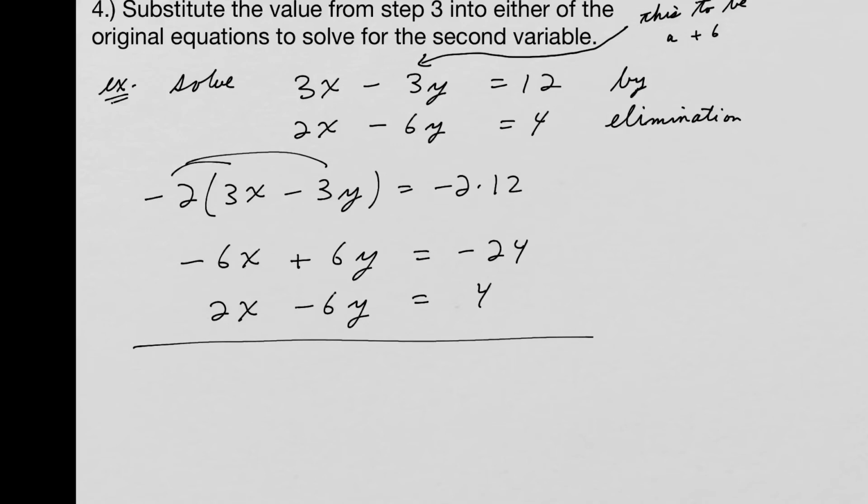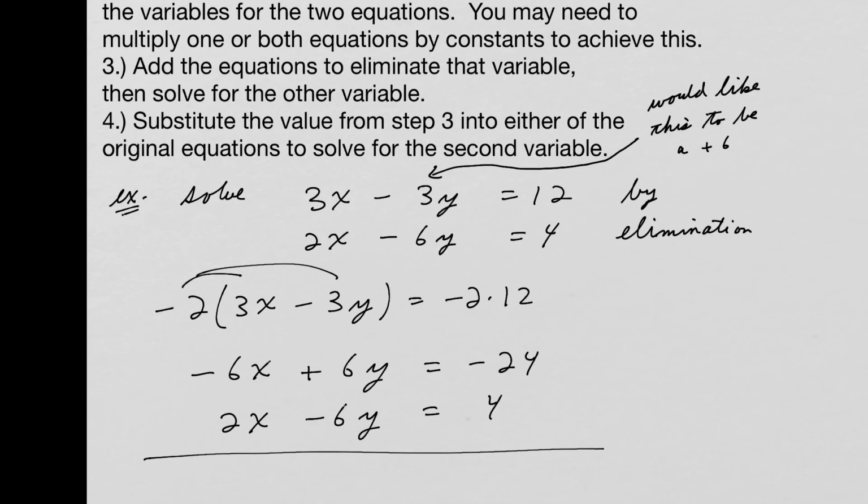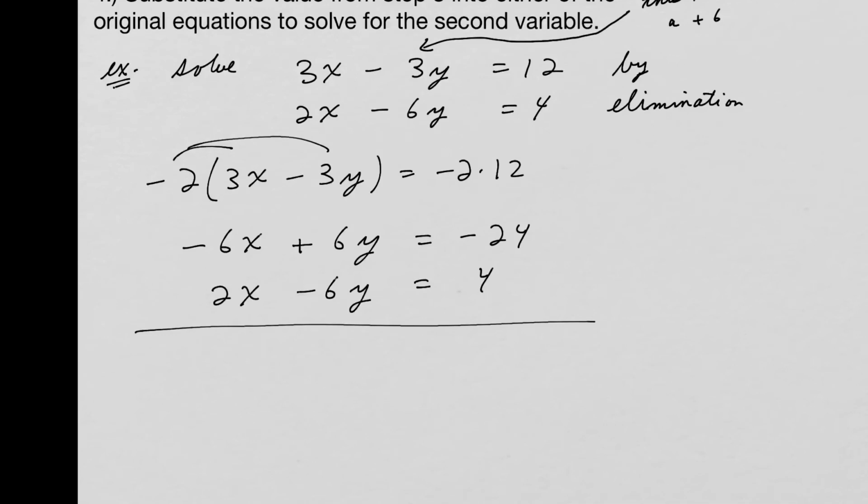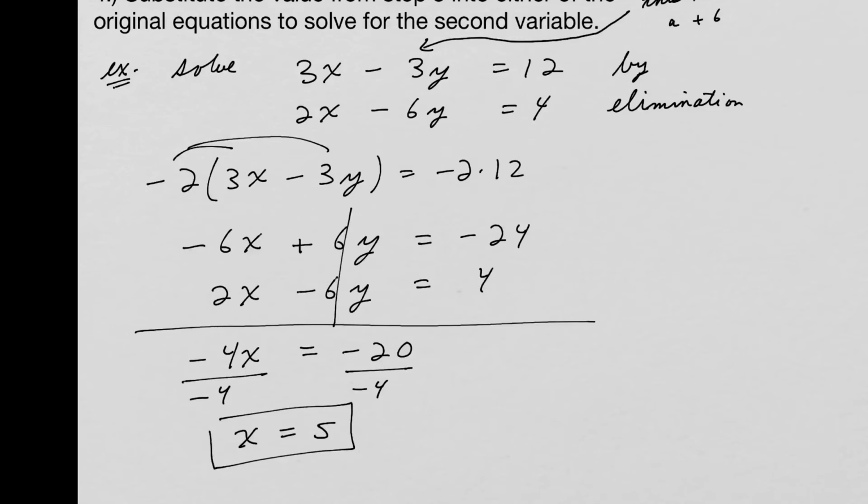And now I can go to step 3, which is where I do the addition, right? Where I actually add to eliminate. So if I add these together, +6y minus 6y by design disappears. I have -6x plus 2x, which is -4x. And on the right-hand side, I have -24 plus 4, which is -20. So then I can divide both sides by -4, and I'm going to get x is equal to +5. Okay, so I'm half done, right?